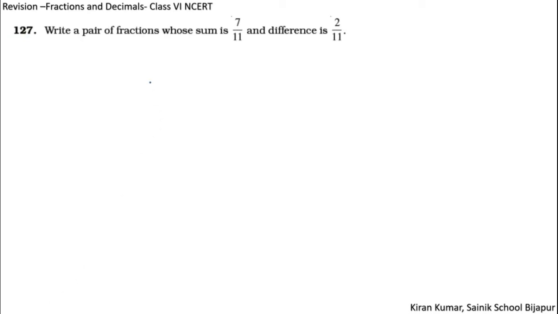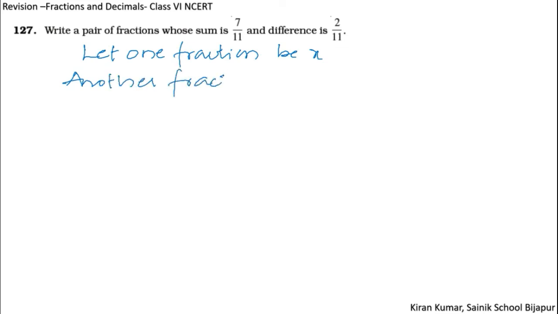Question 127. Write a pair of fractions whose sum is 7 upon 11 and difference is 2 upon 11. Here, let me consider one of the fractions. Let one fraction be x. So another fraction will become 7 by 11 minus x, because their sum is 7 by 11.